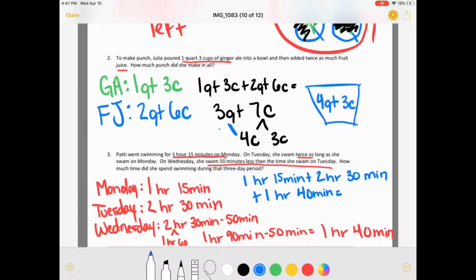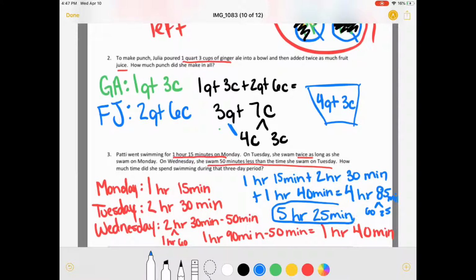Okay, and when I add my hours together, 1 hour plus 2 hours plus another hour will give me 4 hours, and 15 minutes plus 30 minutes plus 40 minutes is going to give me 85. Now, we're not going to leave our answer as 4 hours and 85 minutes because 85 minutes is more than an hour. So we're going to break it up into 60 and 25 because that 60 minutes gives me an additional hour. So really my answer is 5 hours and 25 minutes.